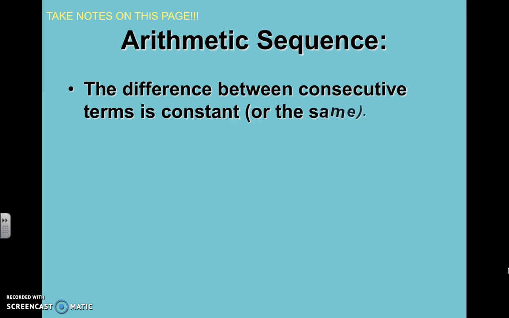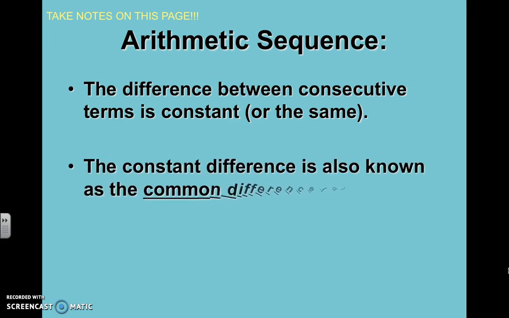The difference between consecutive terms has to be constant to be an arithmetic sequence, or the same. So when you go from one number to the next, to the next, to the next, you have to have a constant difference, or in other words, you have to be adding the same amount.